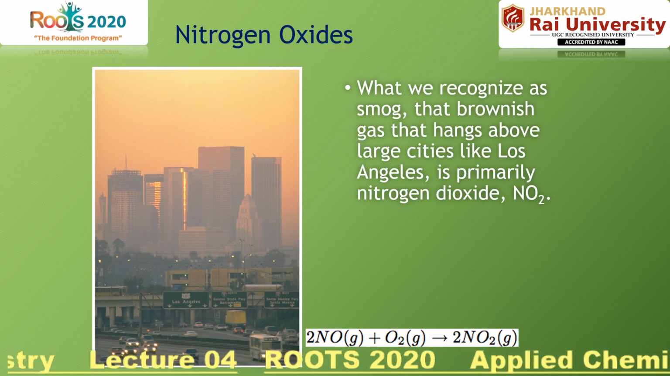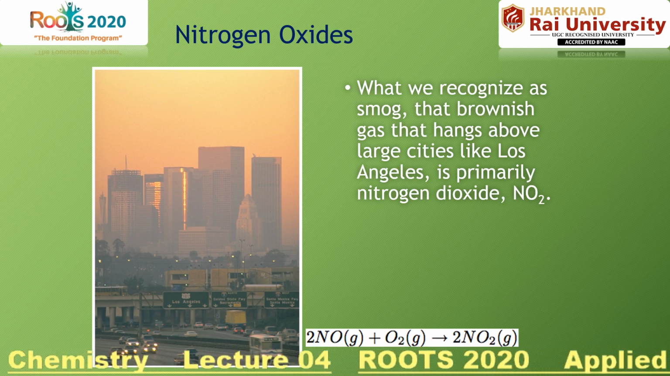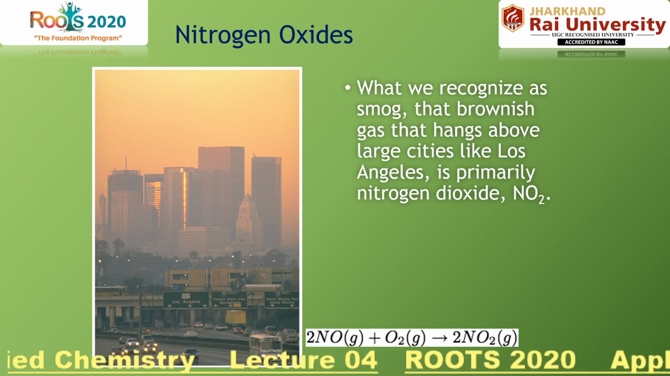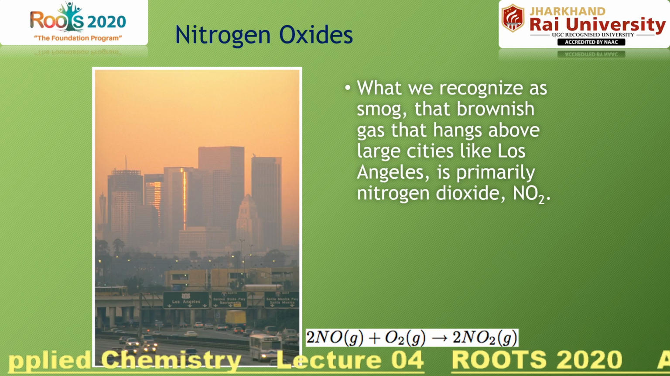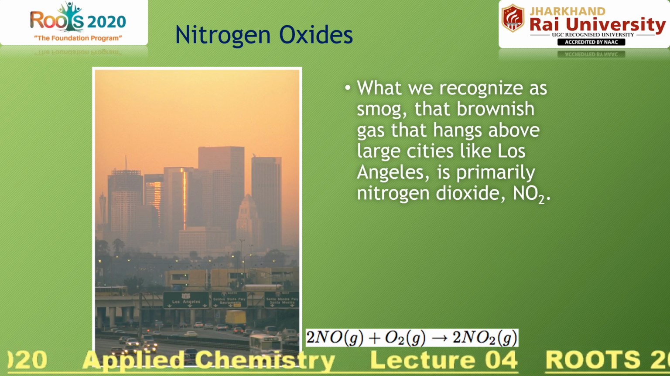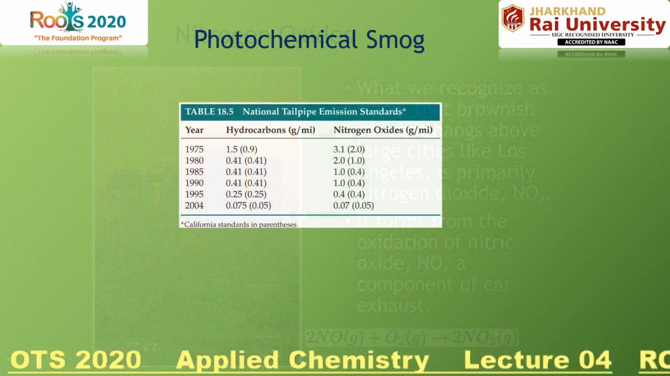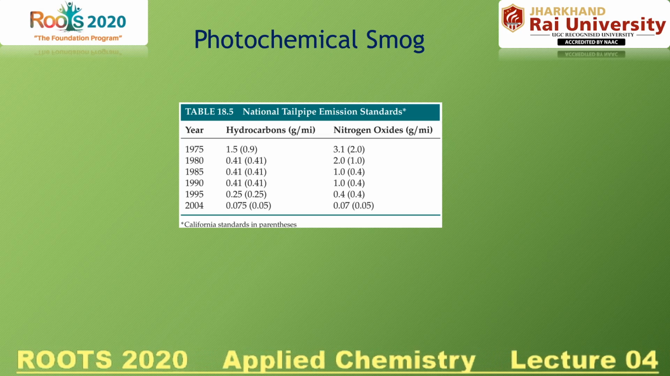Then we come to the nitrogen oxide part, what we recognize as the smog and the brownish gas. It has color and hangs over large cities like Los Angeles. It is primarily nitrogen dioxide, and it can cause smog and also acid rain.